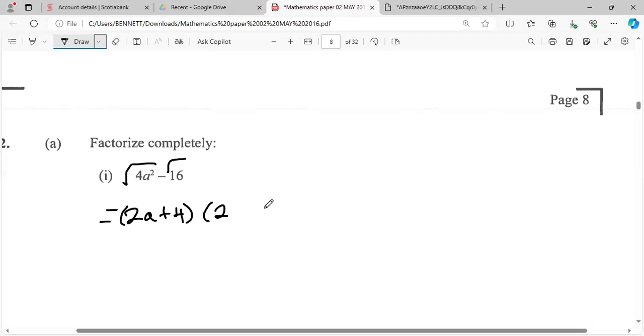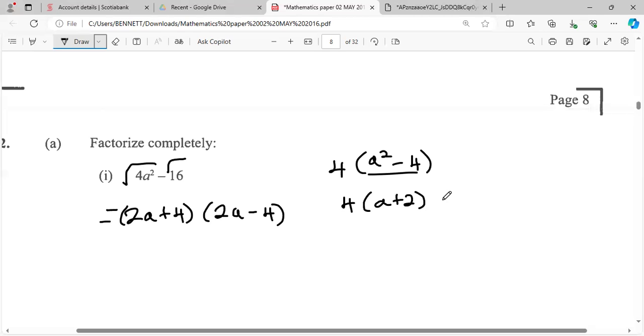2a minus 4. Or you could do it another way, which is to factor out the 4, and that will leave a squared minus 4. And of course, this is a difference of 2 squares now. I would say do both ways, because you never know what they really want from you. So these are the two possible solutions. You can just factorize it by taking the square root, or you can do it like this. Factor out the 4 first, and then whichever way you choose.